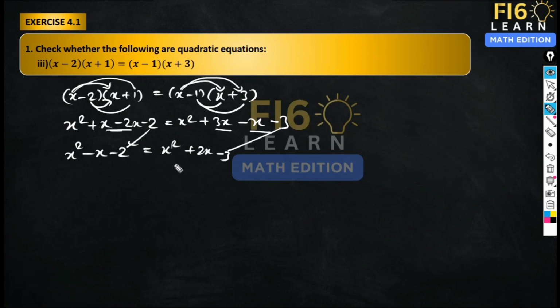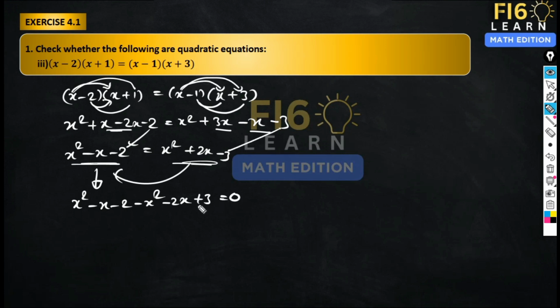Okay, now you can take this term to this side, so you will get x square minus x minus 2. These two terms are already there, so this will stay as it is, and these two terms we are taking from right side to the left side, so their signs will change. x square will become minus x square, and plus 2x will become minus 2x, and minus 3 will become plus 3, and this entire equation will be equal to 0. Now you can cancel these two things, and you will be left with x terms, right? So you have minus x and minus 2x, so you can simply write them as minus 3x, and minus 2 plus 3 is plus 1 is equal to 0.